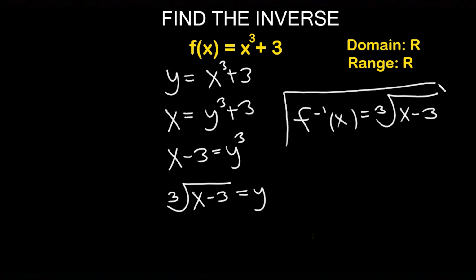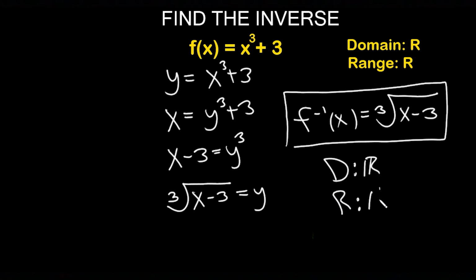Now this one's easy. When we list out the domain and range, if you look at the original, both the domain and the range for the original was all real numbers. So that means my domain and range for my inverse is also going to be all real numbers. So I'm going to say here domain, all real numbers, and then my range, same thing, all real numbers. Okay? All right, let's try one more example.